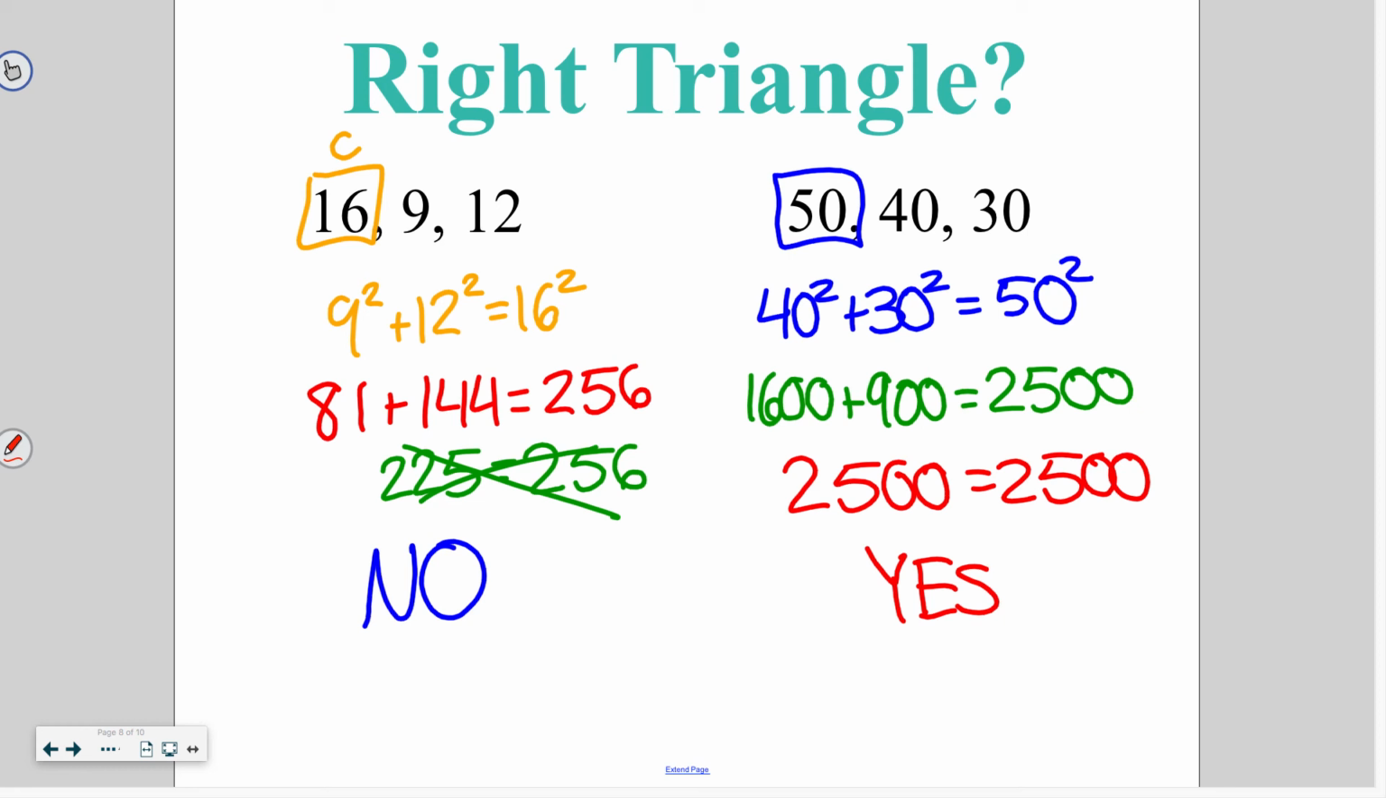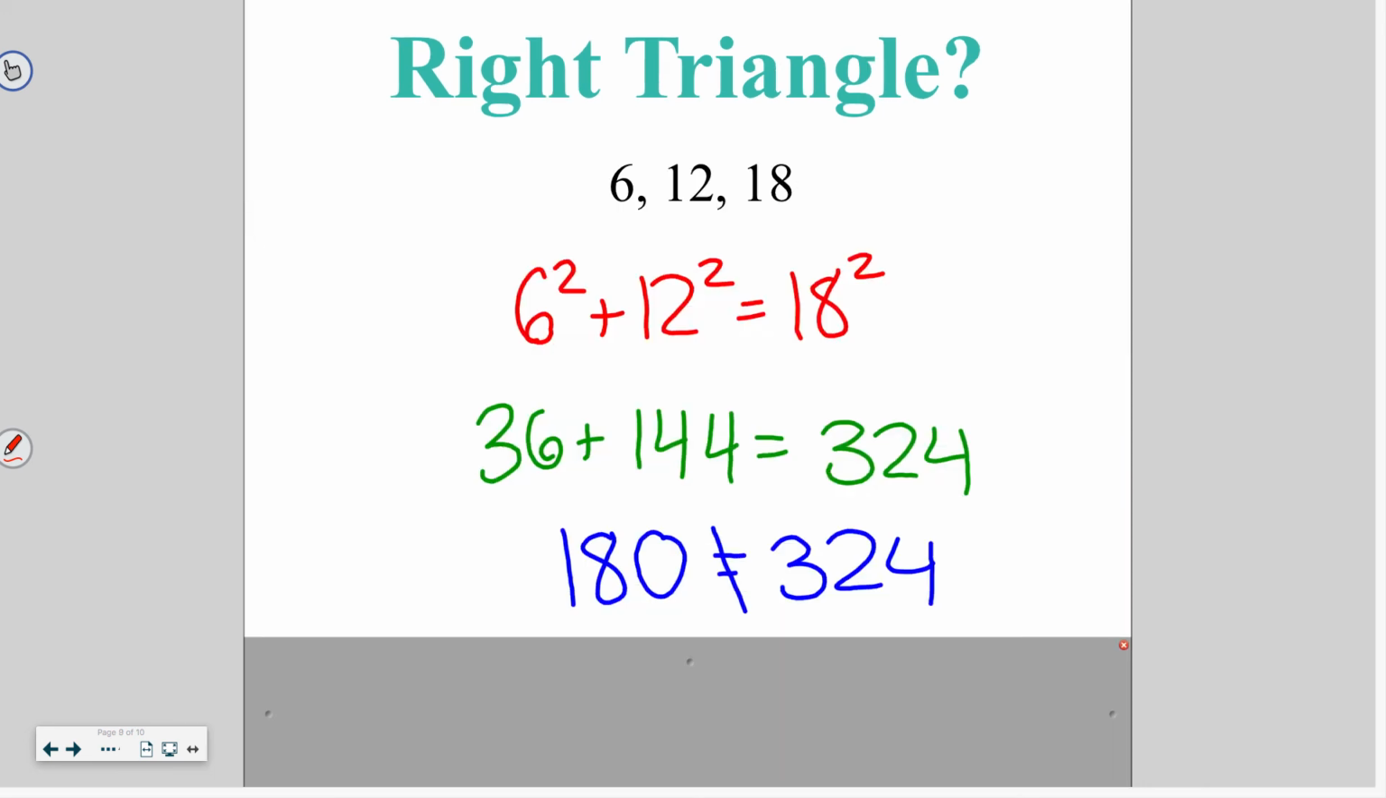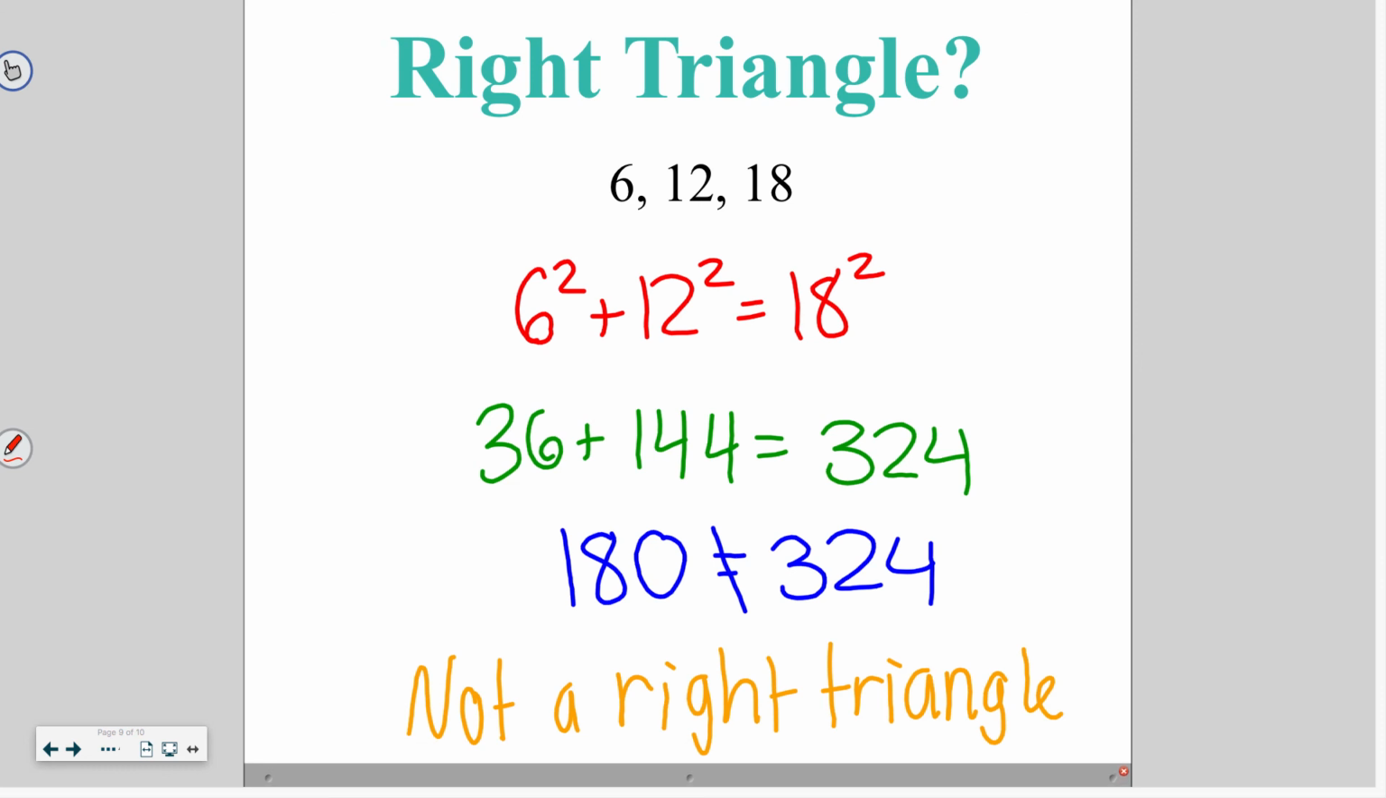So if it works out that they are equal, it is a right triangle, it is a Pythagorean triple. If it works out that it is not equal, then it is not a right triangle. Go ahead and try this one on your own. This problem works out so they are not equal, so this is not a right triangle.